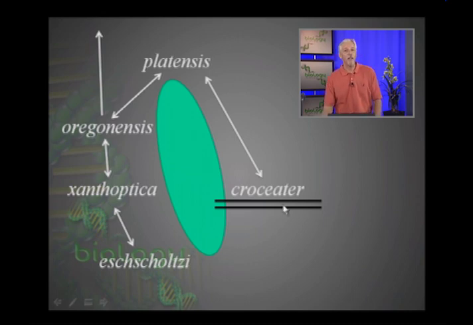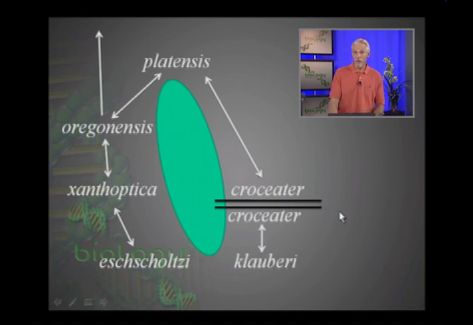There's a slight break in the range of croceater. Again, in the past, this range was connected, but there's a current separation in that range. So croceater is found just to the south as well. And then croceater intersects with klauberi, interbreeds with klauberi. But in San Diego County, right here in this area near Palomar Mountain, klauberi and S. schultzi, their ranges overlap, and they do not interbreed with one another.